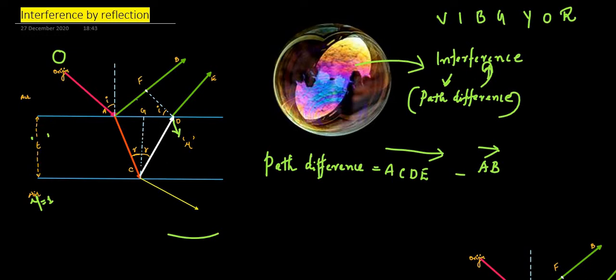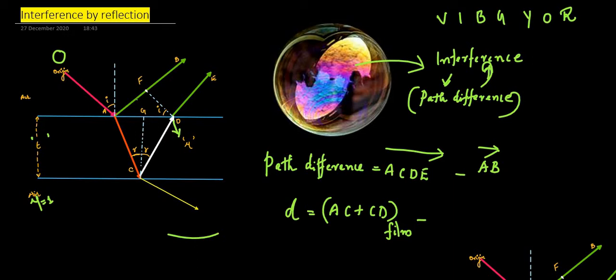So the path difference, I am representing it as delta. Delta is equal to the extra distance traveled by the light ray. That is AC plus CD inside the film, minus AB. This reflection and this transmission are happening simultaneously, and this reflected ray is traveling through air.